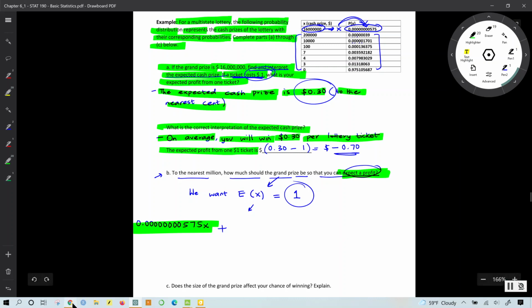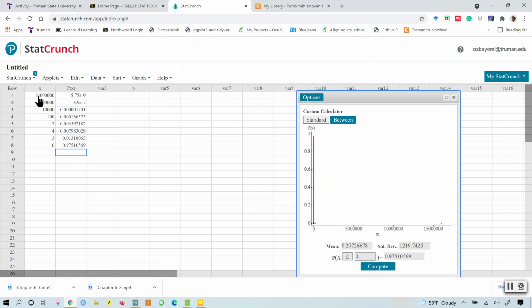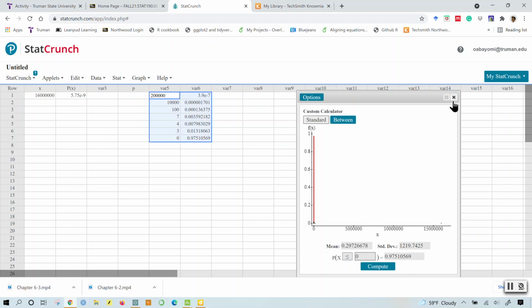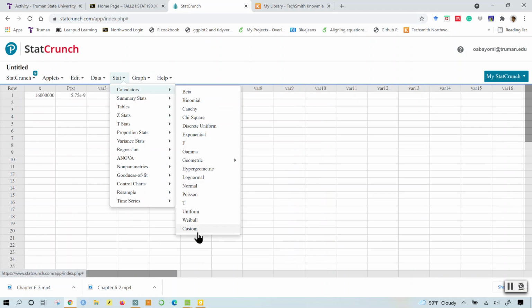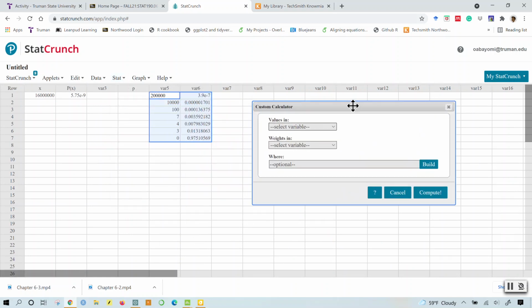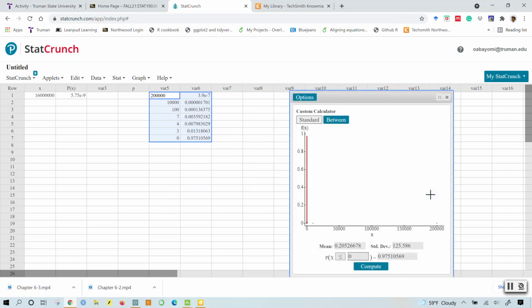I can do that in StatCrunch by deleting, or I can simply copy just this row. I'm going to cut that and take it somewhere here and paste. And then I'm going to go to Stat, Calculators, this time Custom. I also want to say that the values are stored in variable 5 right here, and the weights are in variable 6. And I'll compute that. The mean for that is 0.20526678. I'll take that back to my working bench.